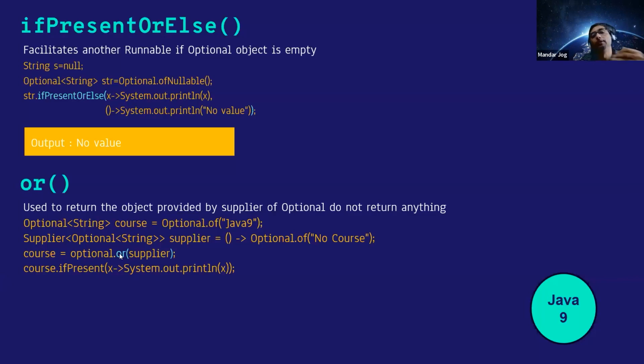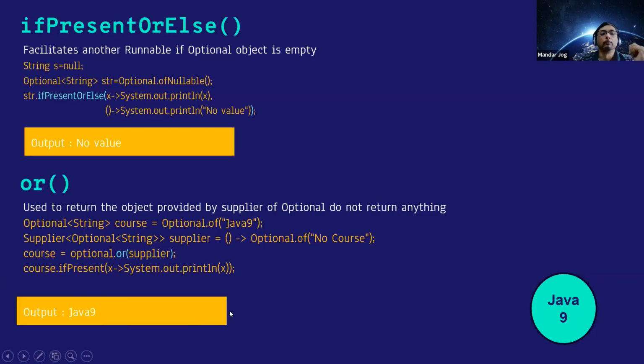So if there is nothing in the optional, which is nothing but this course, then I'm going to supply the supplier, which is nothing but no course. And now I'm going to say course dot if present, print this. And the output of this would be Java 9. Why Java 9? Because it already contains Java 9. Now, if I add it here as null, it will print the output as no course, because this is the supplier which is provided.